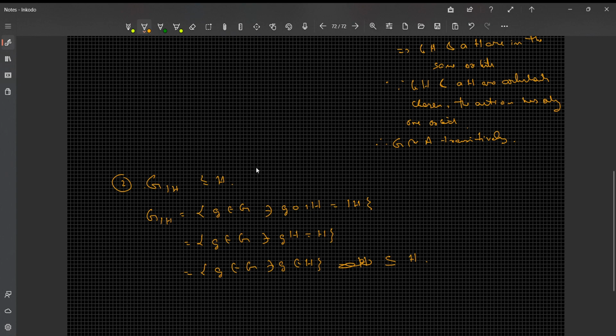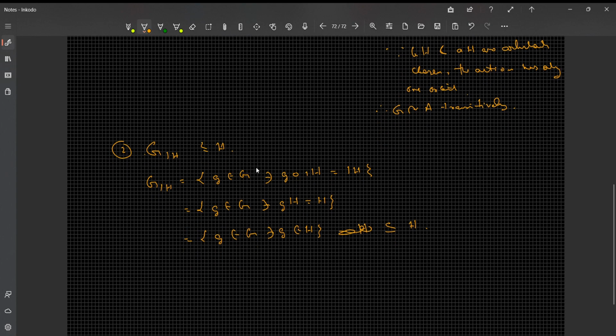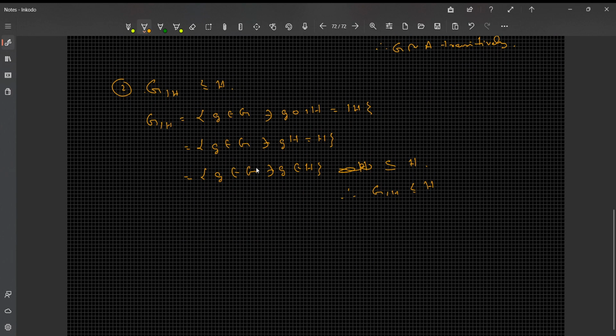So if you choose any element from G_1H, that is in H. That is what I wanted to speak about. So therefore, G_1H is a subgroup of H. I can obviously use the term subgroup because G_1H is a subgroup of G, and H is a subgroup of G. G_1H is contained in capital H, therefore it's a subgroup of capital H. Okay. Now let us move on to the next proof.